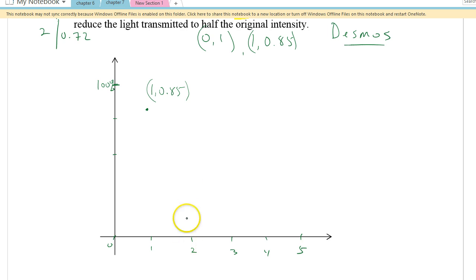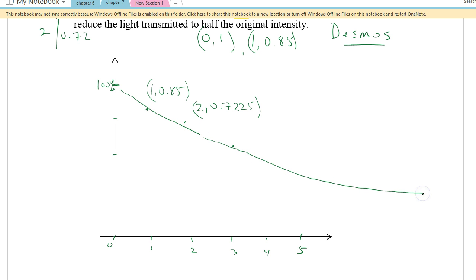2 was 72%, so if that was 75, it's just a little bit lower than that. 0.7225 according to my calculator. If I multiply that value times 0.85 again, then we'll get 3 and 0.614, so just a bit more here. So we're going to be getting a curve, it's not a straight line, it's going to get this kind of a shape to it.